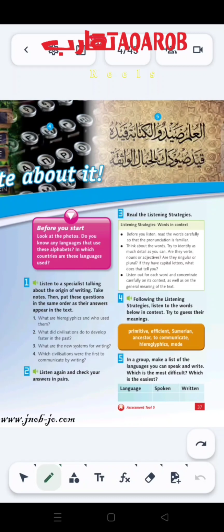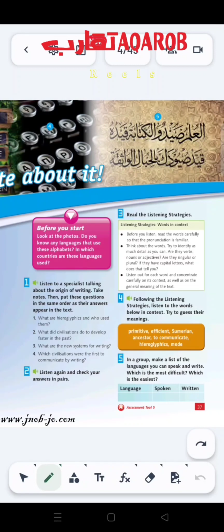And number 4, ancestor. What's the meaning of ancestor? Ancestor is a person who was a member of one's family a long time ago. For example, an ancestor of mine, my great-great-grandfather, was a captain. To communicate, what's the meaning of communicate? It's a verb. It's to tell and share information with others. For example, communicate with me more. Let me know what you are thinking.